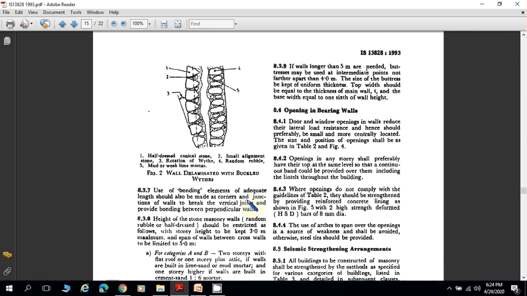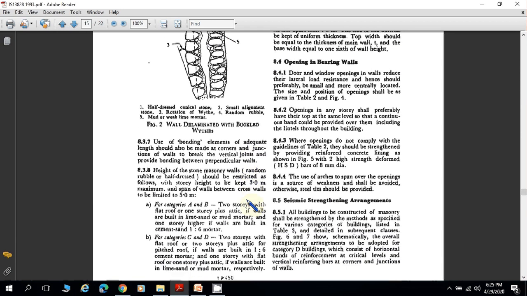If there is a need to construct a wall greater than 5 meter, then buttresses are provided. The width at the top of the buttress should be kept equal to the thickness of the main wall, and at the base the width should be equal to 1/6 of the wall height, as I have previously discussed in my lecture, how the buttresses are provided and how they support the wall.